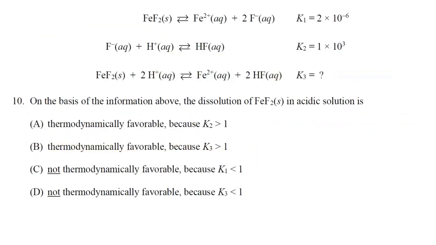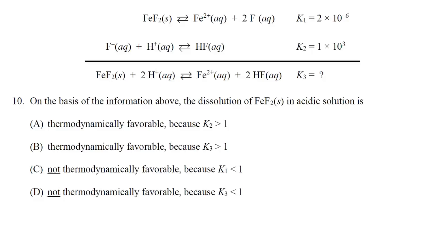Now let's go back and take a look at question 10. That third equation that is listed here is the dissolution of solid iron fluoride in acidic solution. So what we're going to do is determine how the first two equations could be combined in a certain way to produce the third equation. So almost like a Hess's law problem.